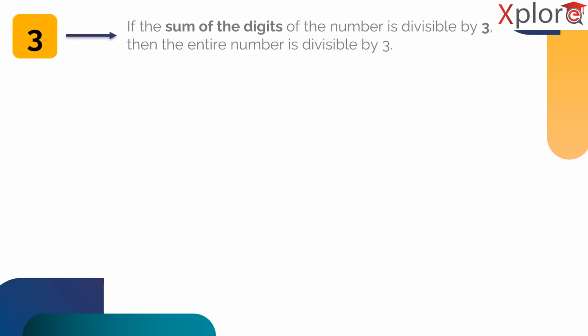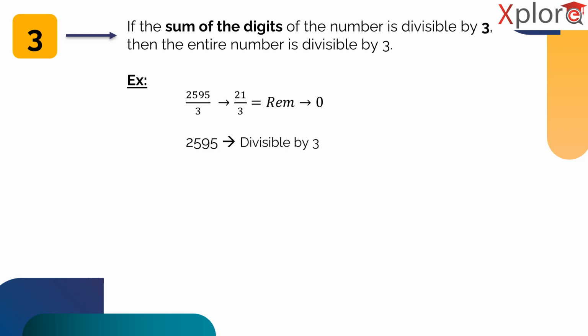Divisibility rule 3. A number is divisible by 3 when the sum of the digits of that number is divisible by 3. Let's understand it with an example now. Let's divide 2595 by 3. So, the sum of the digits of this number is equal to 21. And when 21 is divided by 3, it leaves 0 as the remainder. So, we can say that 2595 is also exactly divisible by 3.